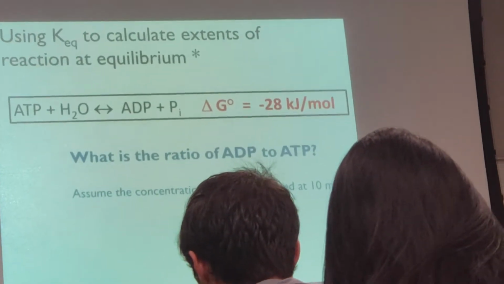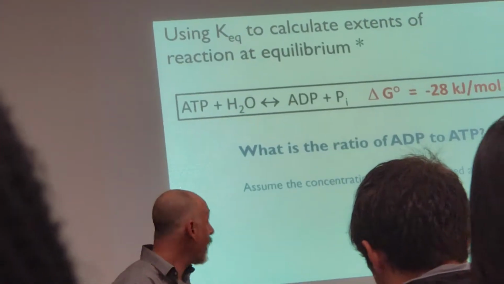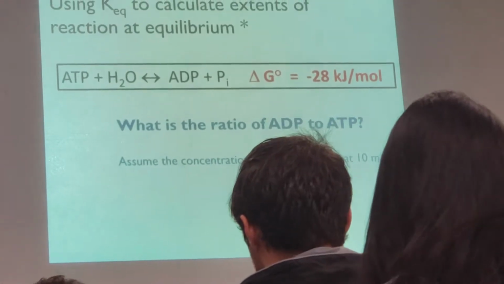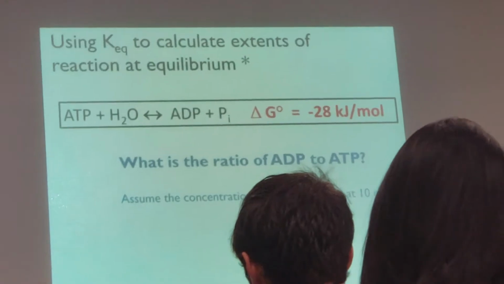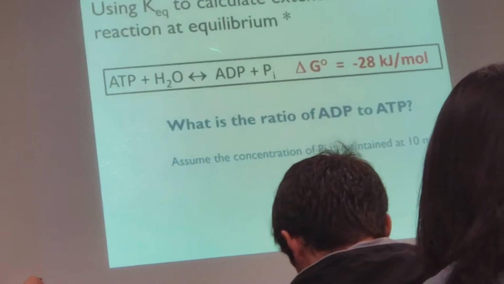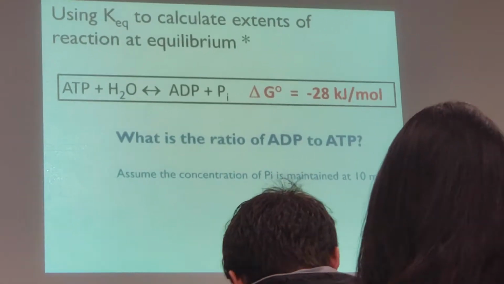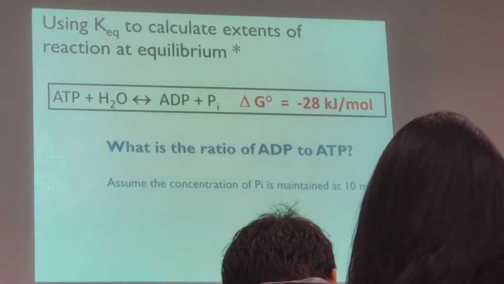All right, so the convenient thing that I can do now is to start using this KEQ to calculate the extent of reactions at equilibrium. And so we said, all right, in this particular case, ATP plus water going to ADP and Pi, I have a delta G of about minus 30 kilojoules per mole.